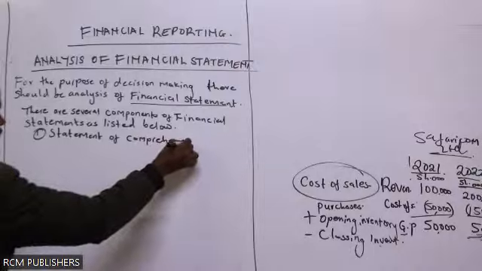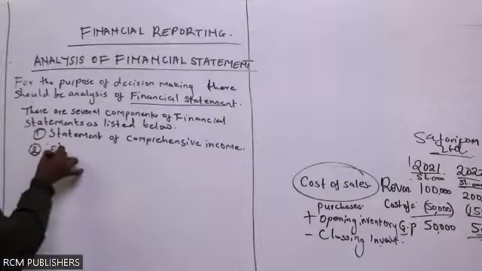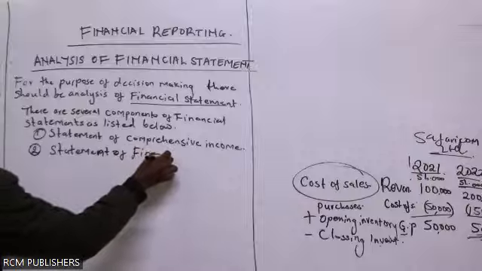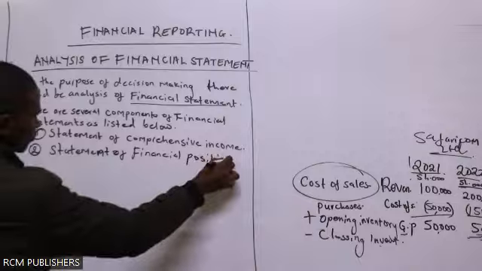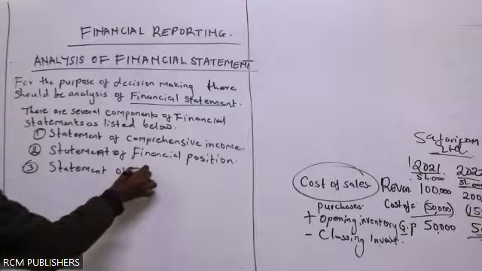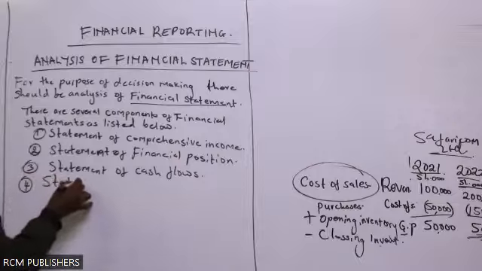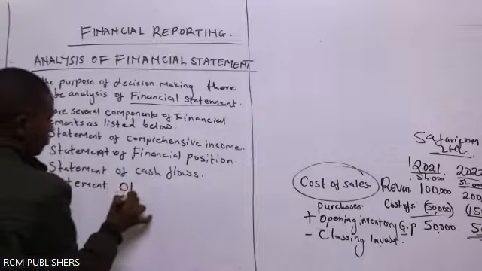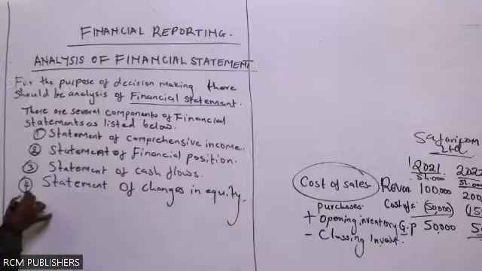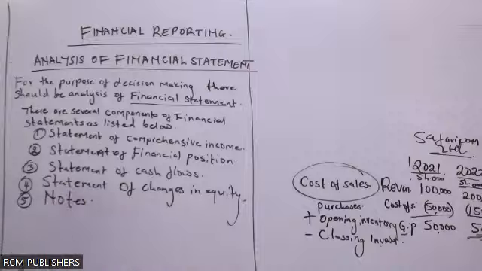Comprehensive statement of comprehensive income. Statement of financial position. We have three, statement of cash flows. And then we have four, statement of changes in equity. Then we have five, the notes to financial statements.